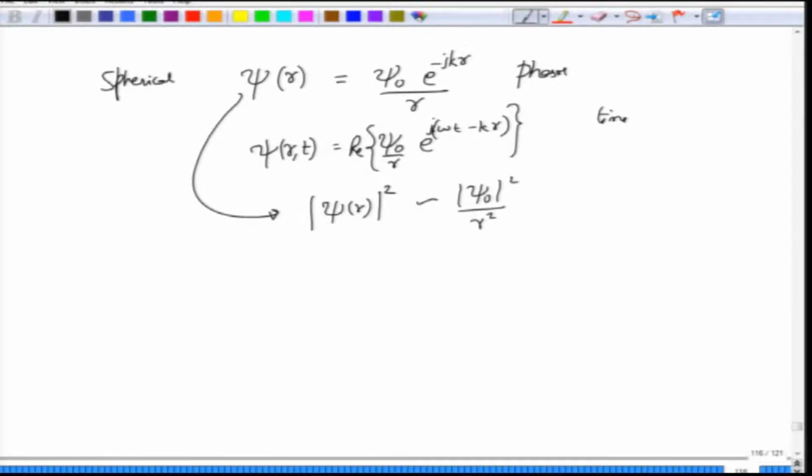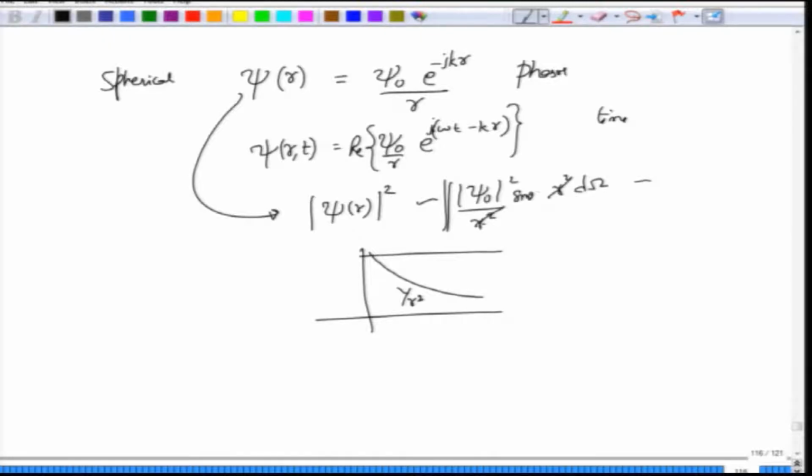So, now if the power is falling as 1 over r square, the overall power will be what? Power will actually be constant. Remember, power will be obtained by integrating this over the solid angle d omega, right. And when you integrate this, r square and r square here will cancel. So, there is some sin theta, and d omega is basically d theta d phi. Actually, d omega is r square d theta d phi.